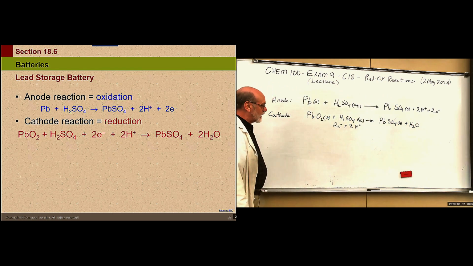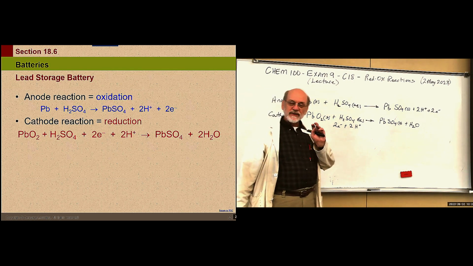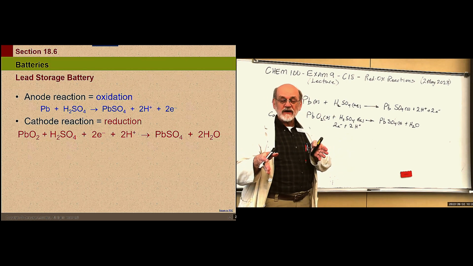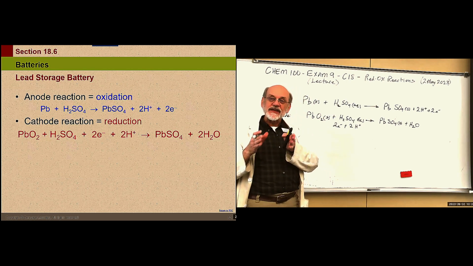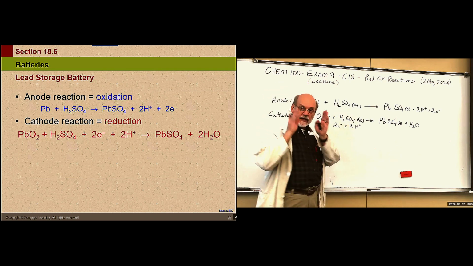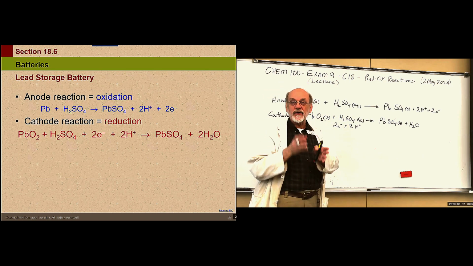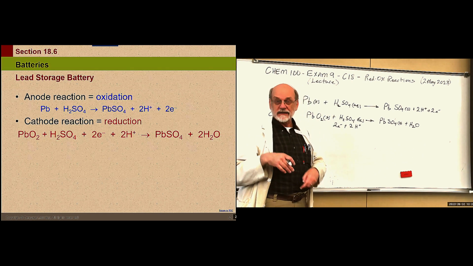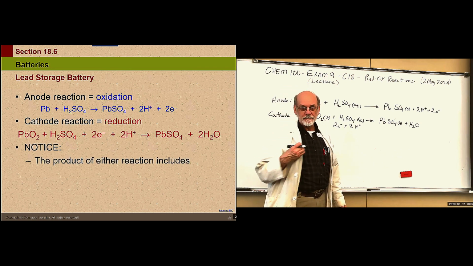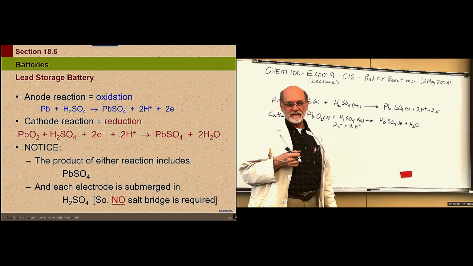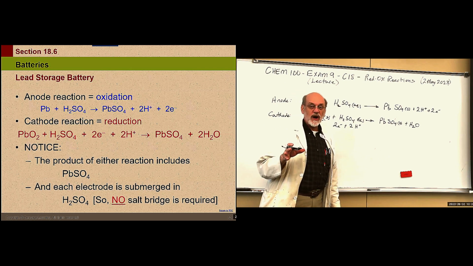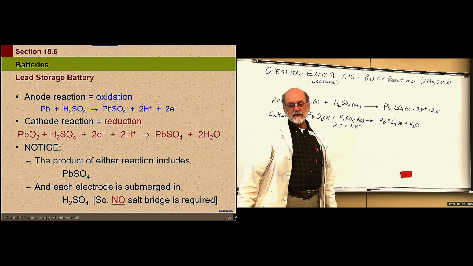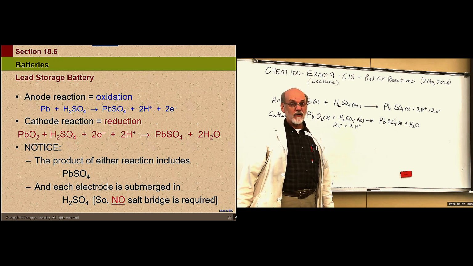Okay? So notice that when we build the battery, we have an electrode made of pure lead, an electrode made of lead oxide. Since they have the same common solution, we can put them in the same solution and not have a barrier between them. And that's the way lead acid batteries are built. Okay? No salt bridge is required. No connection, no separation is required at all.